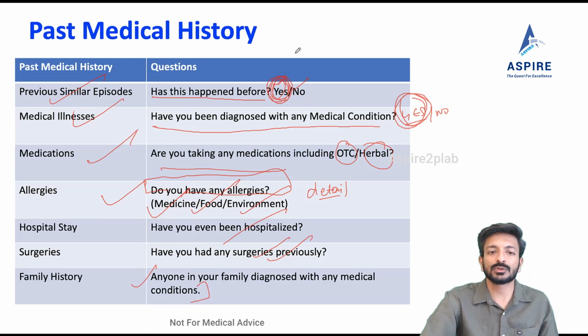For example, when you're doing counseling, all these past medical history questions will be really helpful, because you can find lots of risk factors in the past medical history. So this is what you need to know in past medical history.